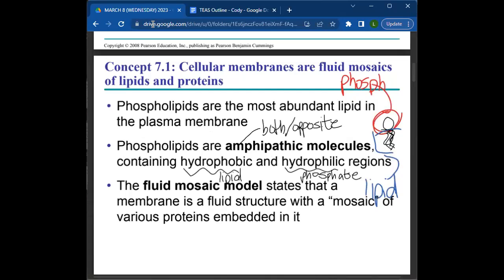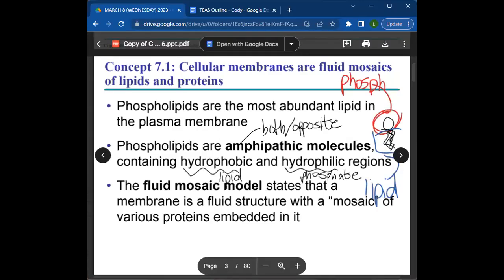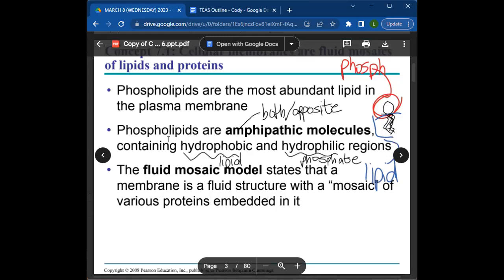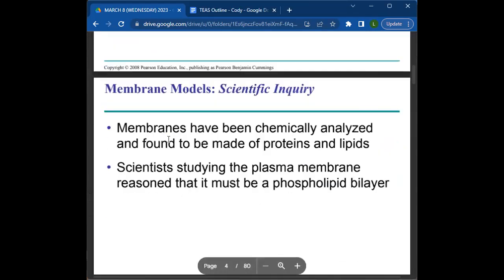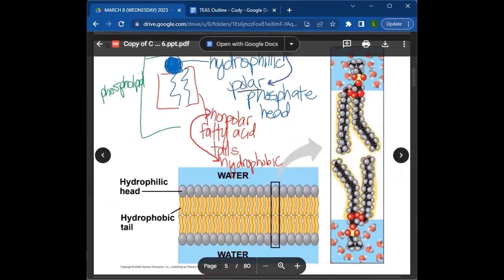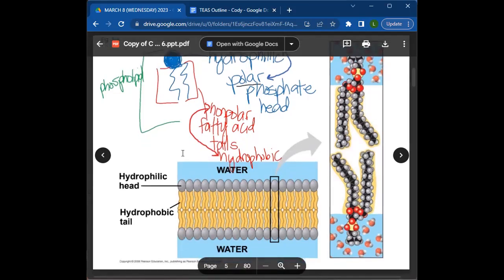Now let's talk about what the plasma membrane is made of. The plasma membrane is mostly made up of phospholipids. We need to know that phospholipids have polar phosphate heads that are hydrophilic and love water, and then they have nonpolar hydrophobic fatty acid tails that can't stand water, that don't like water.